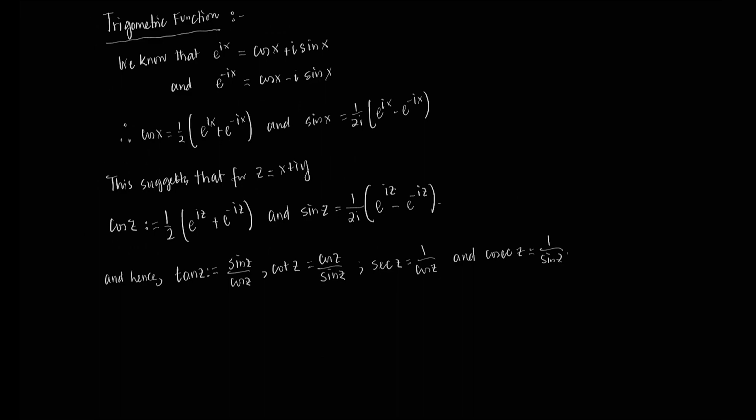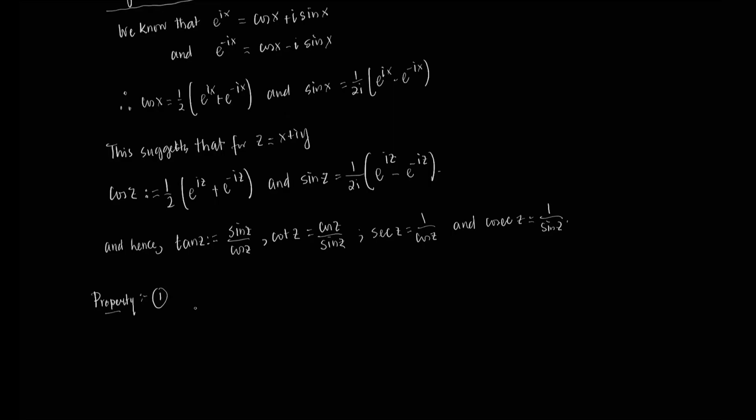Now, with these functions, the first property is this: sine z and cosine z are entire functions. Okay, why is this true? Can you tell me? Just think about it and tell me why both of these functions are entire.